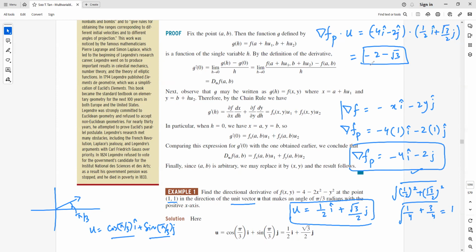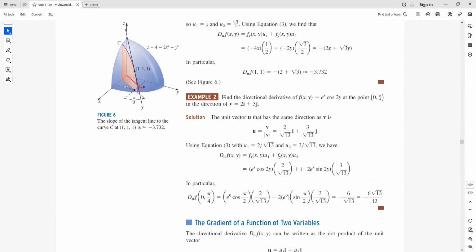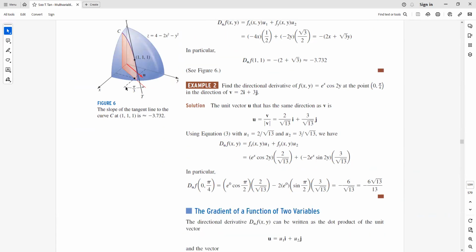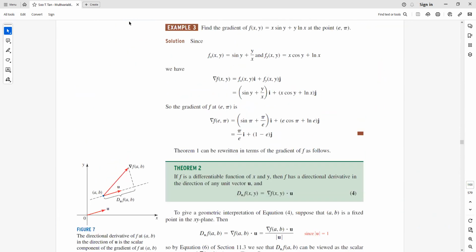So this is the magnitude of this directional derivative, right? This shows the rate of change at the given point in the direction of the given vector, making angle pi by 3 with the positive x-axis, right? So this is how we compute the directional derivatives. Now let's take one more example. Now we will see how to compute this for more than two variables.